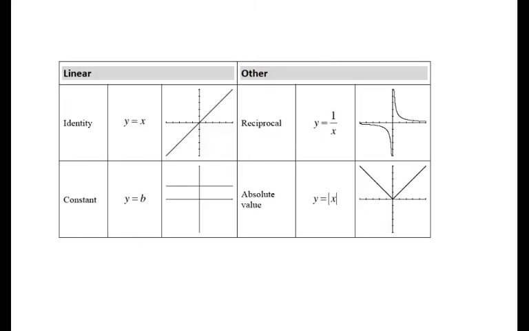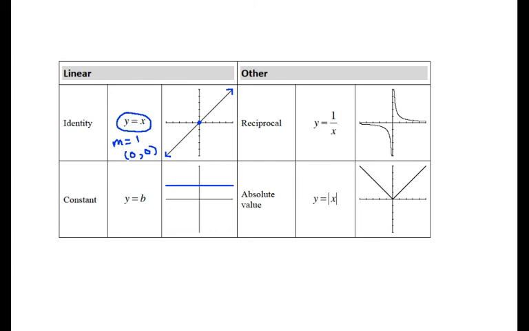Here we have a few more function types with some degree of familiarity. The identity function is the most basic linear function. This is y equals x, so this has a slope of 1, and it passes through the origin because the y-intercept is 0. So we can see it passes through the origin, and a slope of 1 means it's coming up at this 45-degree angle, cutting the first quadrant and the third quadrant directly in half. A constant function we also already know to be a horizontal line.